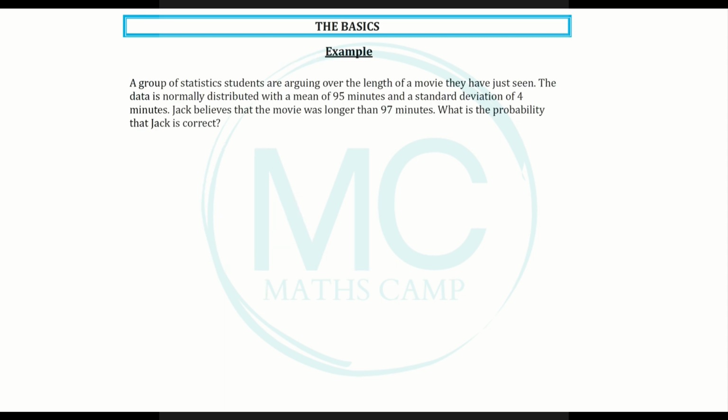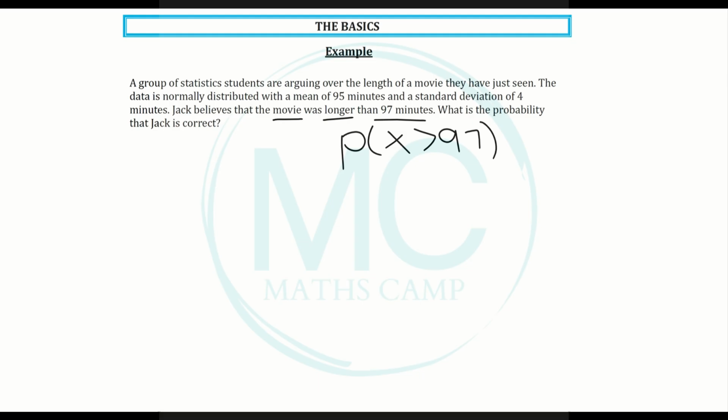A group of statistics students are arguing over the length of a movie they've just seen. The data is normally distributed with mean 95 minutes and standard deviation of 4 minutes. Jack believes the movie was longer than 97 minutes. What is the probability that Jack is correct? We are looking at that the movie is longer than 97 minutes. So we want to find the probability that x is greater than 97.